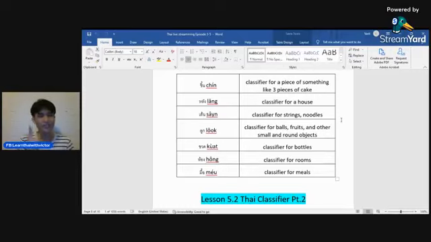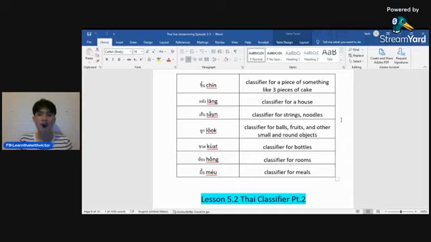About the next one, ลูก, here is what we have learned before about the classifier of fruit. We have learned two kinds of classifier already, ลูก and ผล. It is the classifier for balls, fruits, and other small round objects. มีแตงโม5ลูก. I have, or there are, 5 watermelons. Next one is ขวด, the classifier for bottles. มีขวด3ขวด. There are 3 bottles.